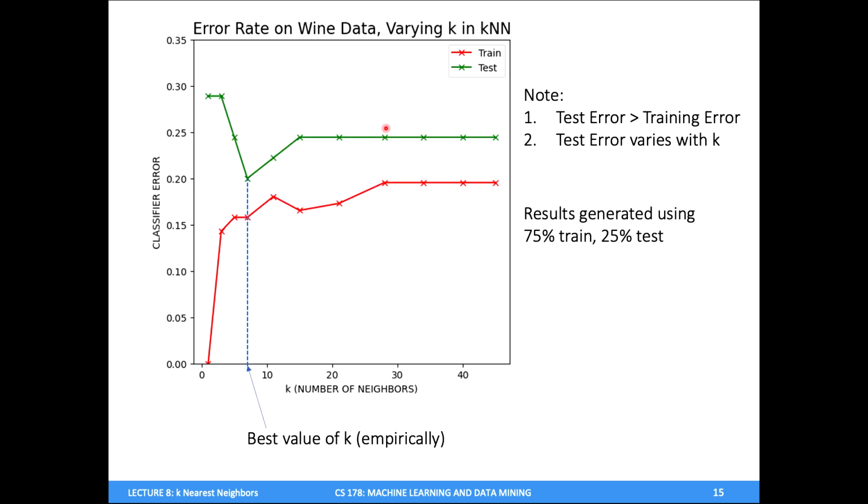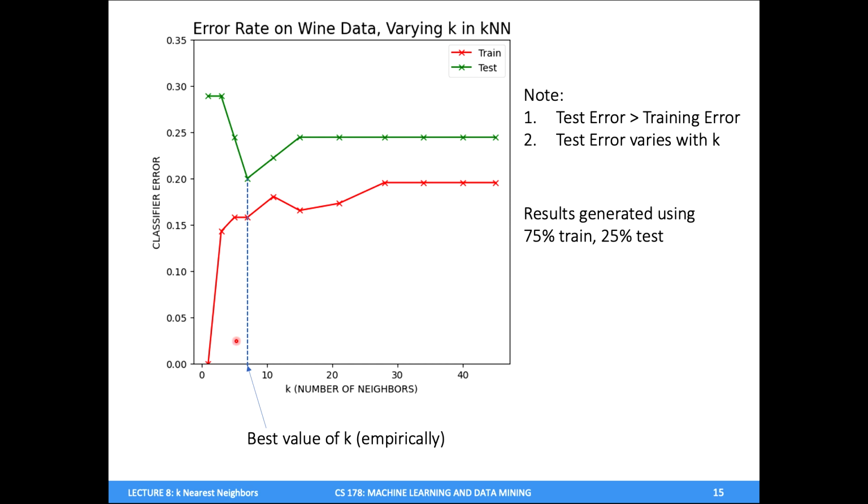And so what this demonstrates to us is that the best value of k that we should pick is here, it's I think 7 or something like this. And this is where the testing error is the lowest. So again, you don't want to pick the value of k that minimizes the training error. You want to pick the value of k that minimizes the testing or validation set error.